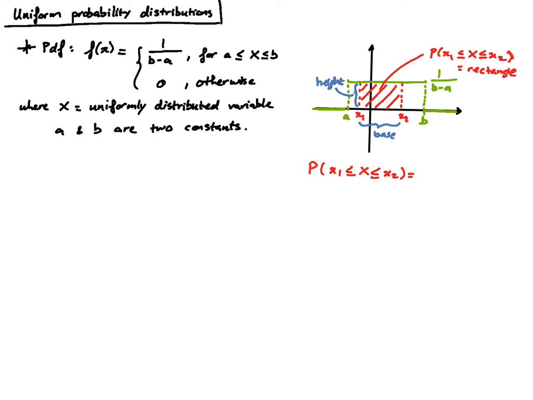So in other words, the probability here is going to be equal to x2 minus x1, which is the base, times 1 over b minus a, which is the height. So this is how you compute the probability that x falls between two values x1 and x2 for a uniformly distributed variable.